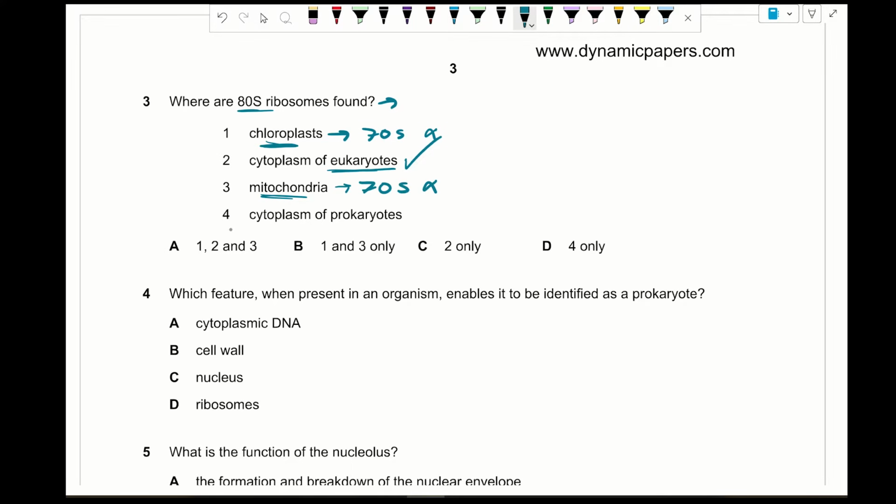Therefore, this is also incorrect. 4. Cytoplasm of prokaryotes. Cytoplasm of prokaryotes have 70S ribosomes, and this is also incorrect. Therefore, the answer is C.